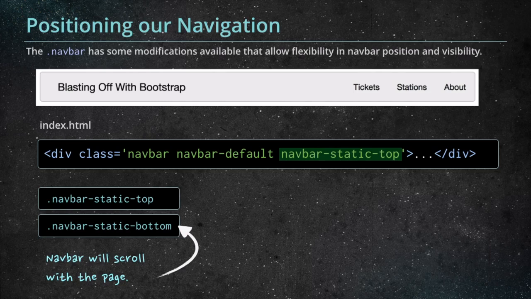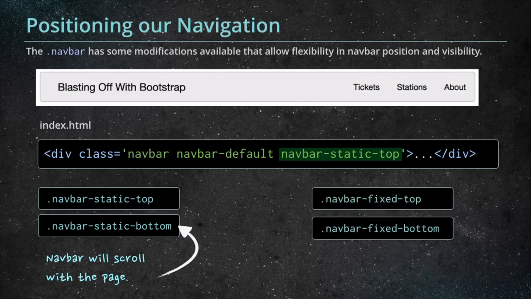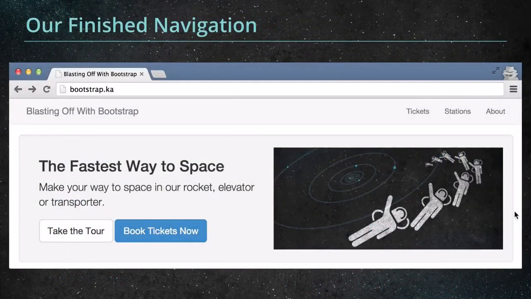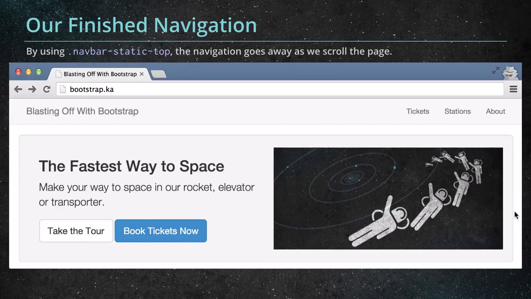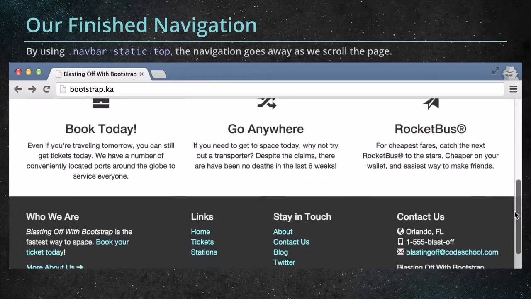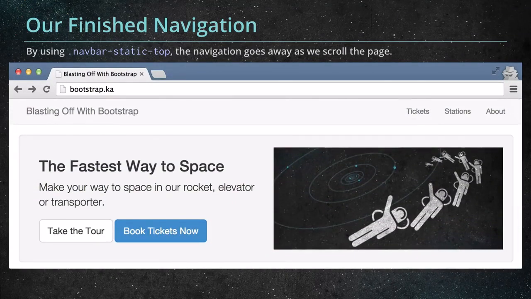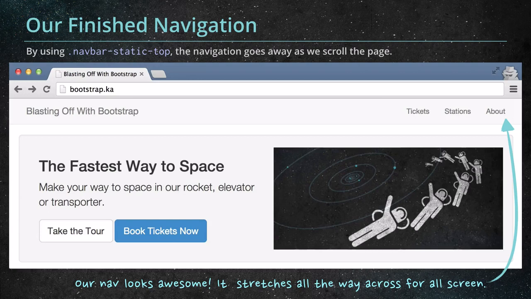There's a few other classes available for setting a fixed position as well. Fixed positions will always be visible on the page, so as you scroll, the navigation bar will always show up on top of whatever other content is on your page. It's a bit tough to describe these without an example, so let's take a look at what I mean. Here's the navigation bar using navbar-static-top. As we scroll down the page, the navigation bar goes away. Static just means that it's stationary and will scroll just like the rest of our page content.